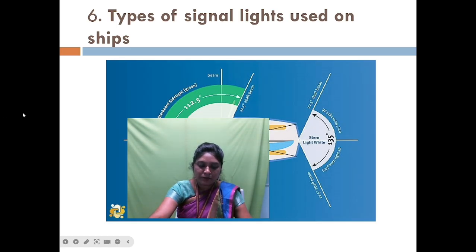If the ship is making way through the water, then it shall show the 2 side lights and the stern light. Next is ship aground. Every ship when aground shall show the appropriate anchor light for the vessels not under command.